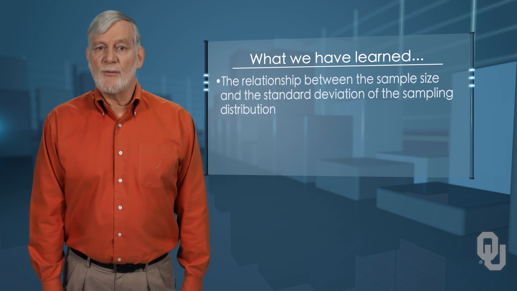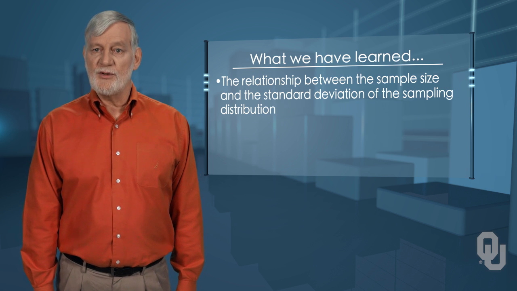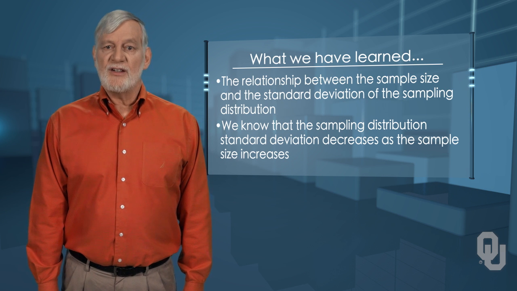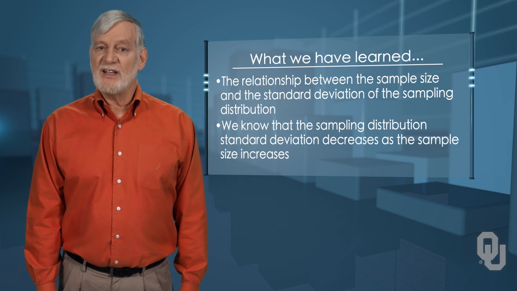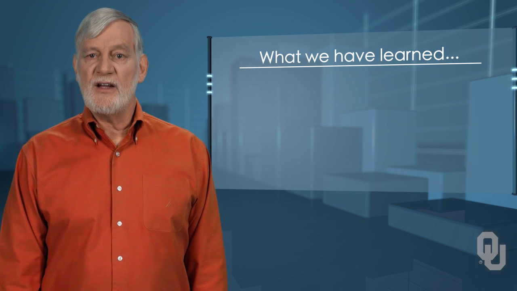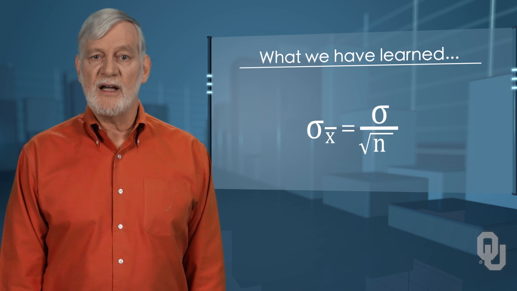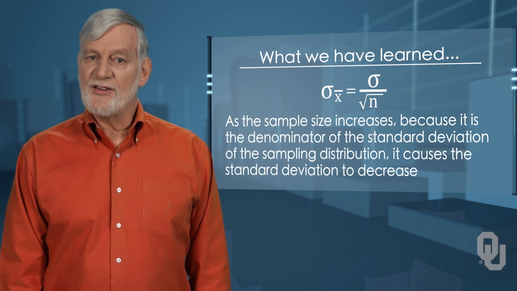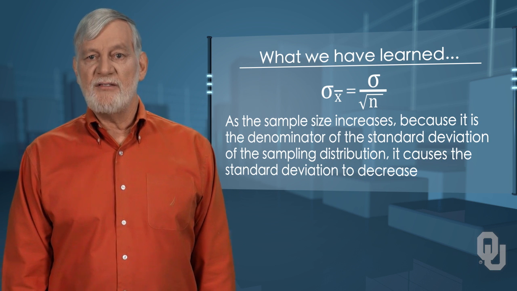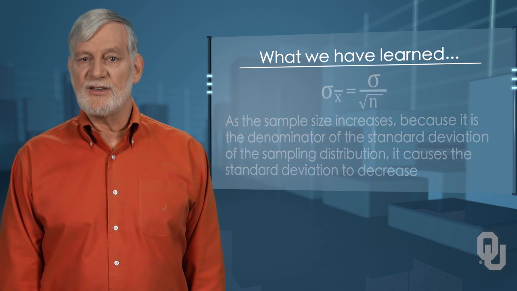We have also learned the relationship between the sample size and the standard deviation of the sample distribution. We know that the sampling distribution standard deviation decreases as the sample size increases. The central limit theorem concludes that the standard deviation of the sampling distribution is sigma divided by the square root of n, the sample size. As the sample size increases, because it is in the denominator of the standard deviation of the sampling distribution, it causes the standard deviation to decrease.